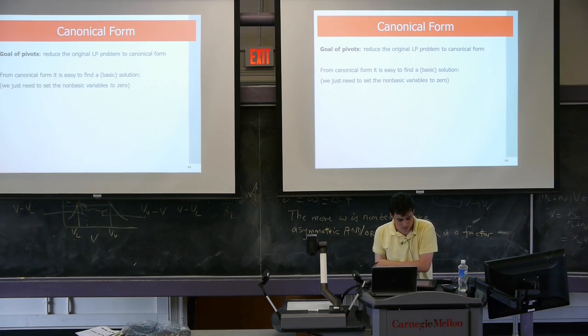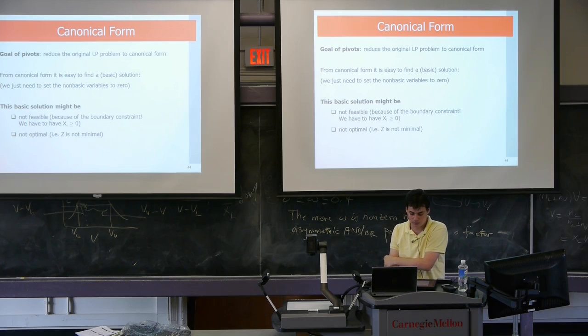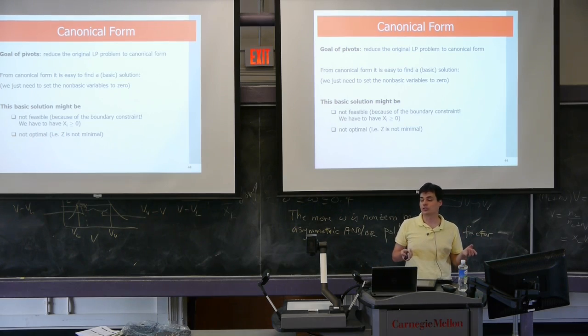Okay, so the goal of pivots is just to reduce the original linear programs to a canonical form, because then we can very easily read the solution, called the basic solution, where the non-basic variables are zeros. And as we discussed, this basic solution might not be feasible because we have the constraints that all the x variables are non-negative. And of course, this basic solution might not be optimal either.